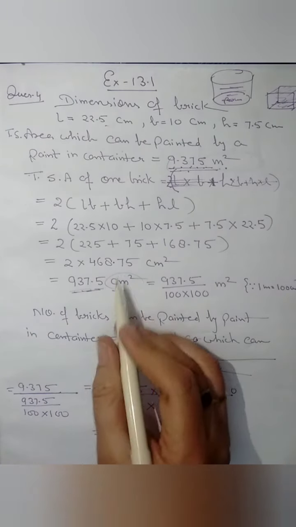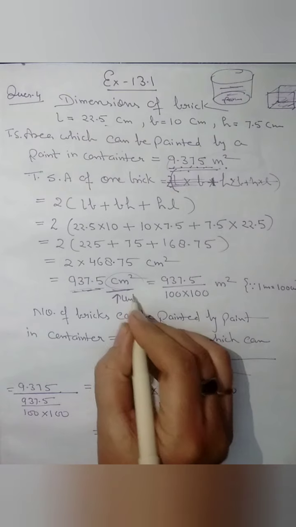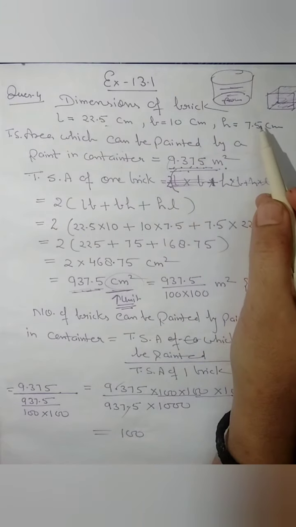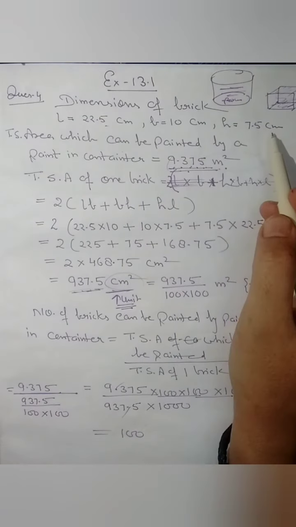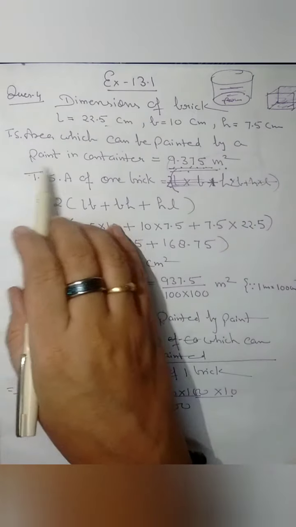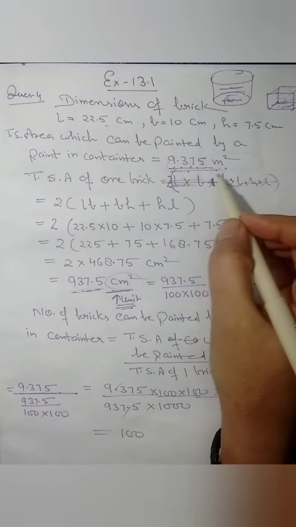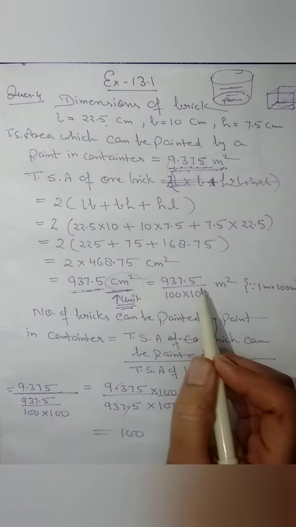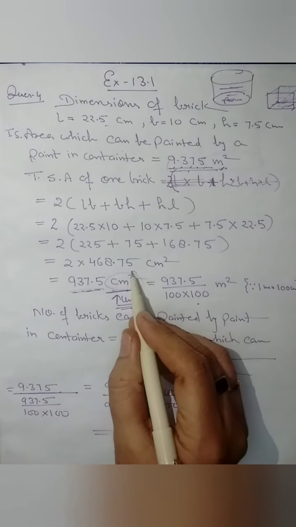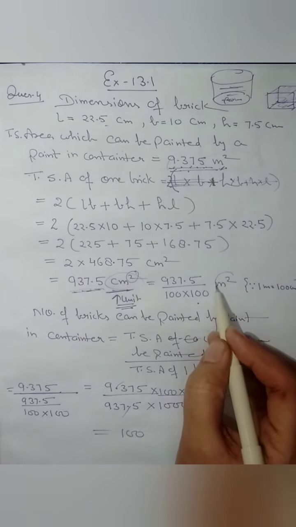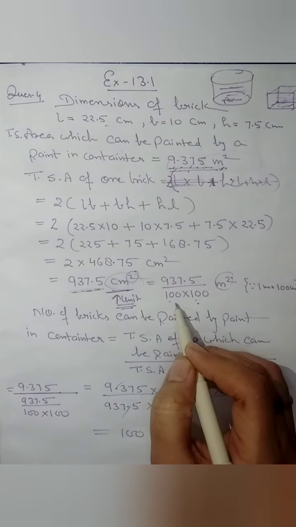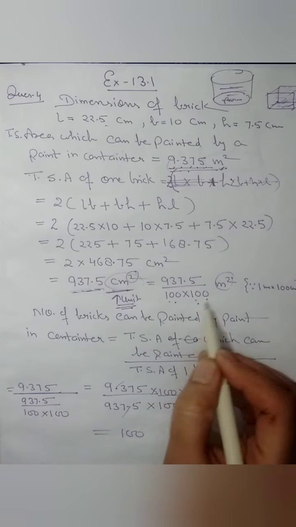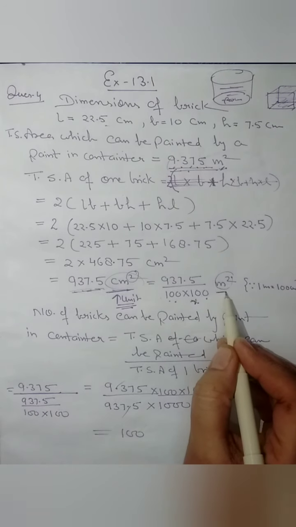We'll get finally 937.5 centimeters square. See the unit. It's very important in surface area and volume that while calculating, all the units should be same. Length, breadth and height are in centimeter, but the paint in the container is given in meter square area. So this centimeter square, firstly we will change in meter square. To convert it in meter square, we will divide it by 100 twice. So this is the total surface area of one brick in meter square.